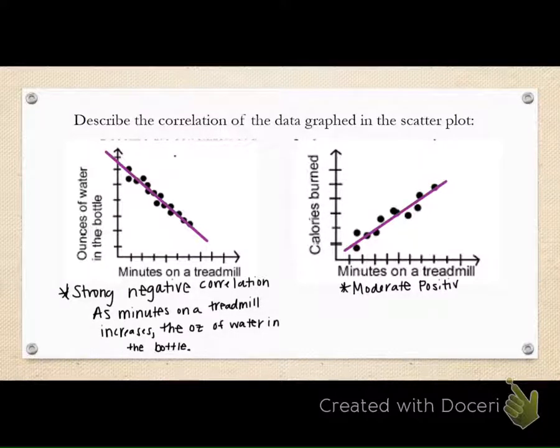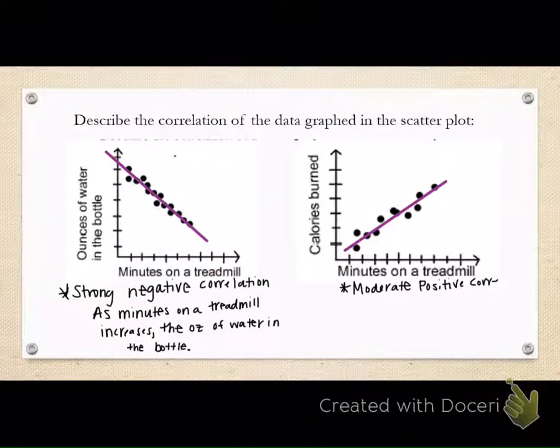This one's strong, and this one's weak. The only time, guys, the only time it's going to be strong is if that line is going through and hitting almost every single one of the points. Does that make sense? Do you see how that line basically touches every single one of those points? Whereas the other one, there's points off the line. That's what makes it strong.